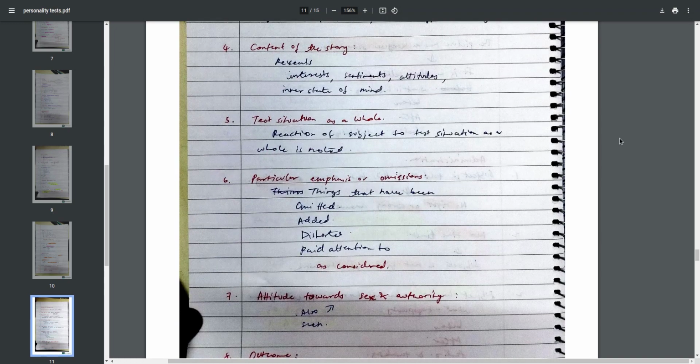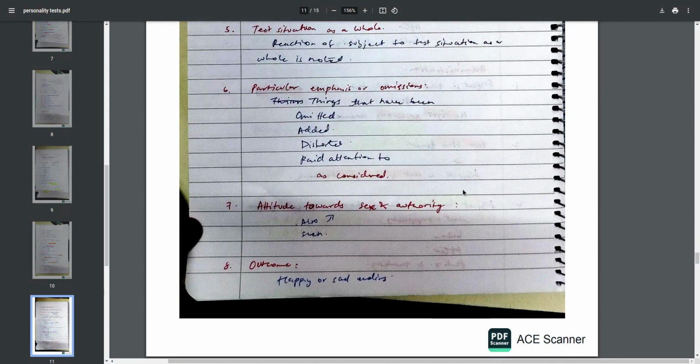Then the test situation as a whole. As I said before, not only the responses are taken into account. There's a lot more going on in this. The person's reaction to the test situation as a whole, like is he anxious or is he having fun, being creative. So that is also taken into account. Then particular emphasis or omissions, things that have been omitted, added, distorted and paid attention to are considered. Then attitudes towards sex and authority are also considered.